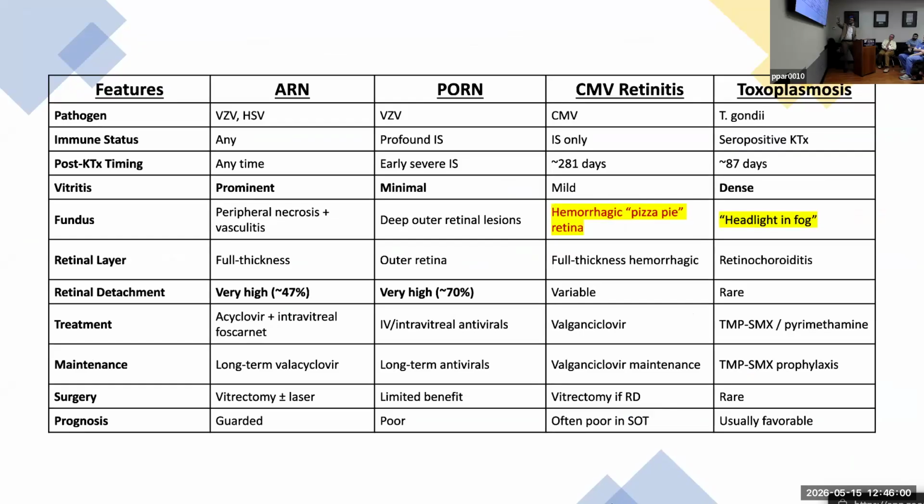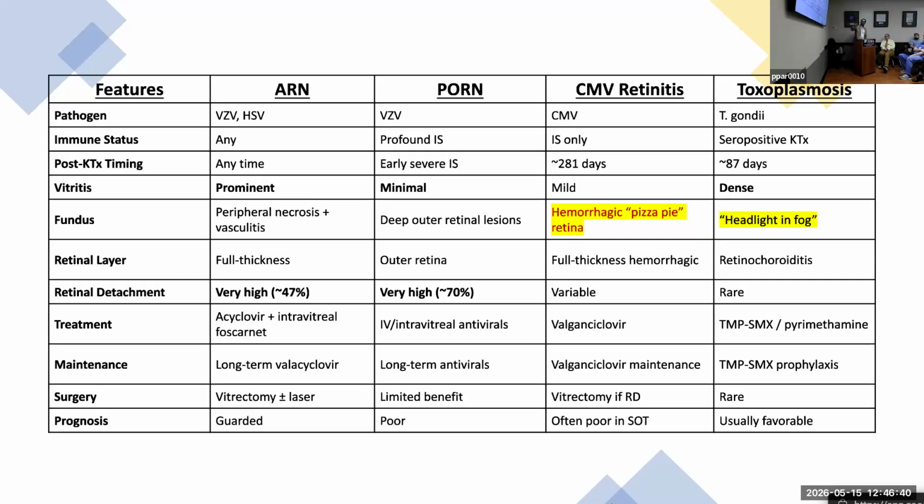So the basic thing here is CMV retinitis, CMV is the cause, seen close to 20 days after transplant. The classic appearance is hemorrhagic necrosis of the retina, treated with valganciclovir and maintained on the same. If they have retinal detachment, then we should go for vitrectomy. Toxoplasma is seen 87 days after the transplant, in seropositive kidney transplant patients. The appearance is headlight in fog, what we saw. It has retinochoroiditis, treatment with Bactrim, similarly for prophylaxis.